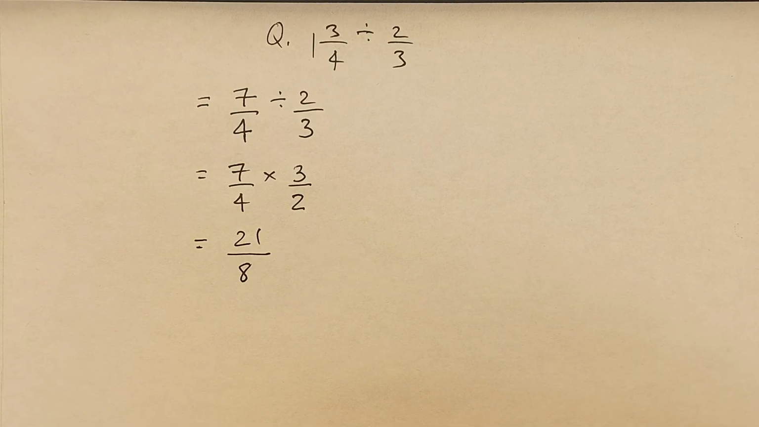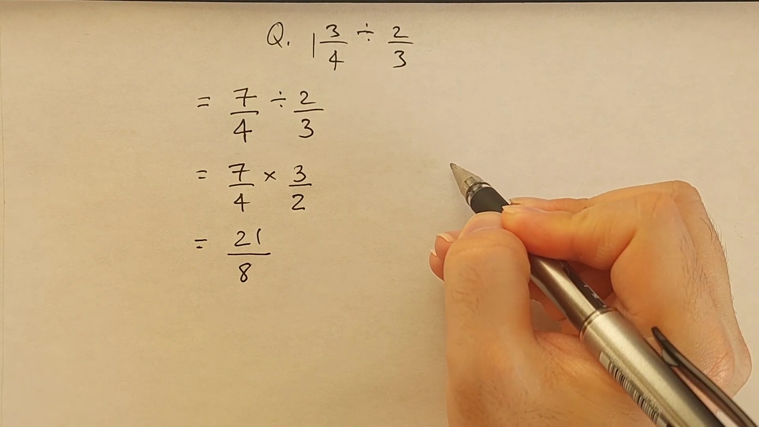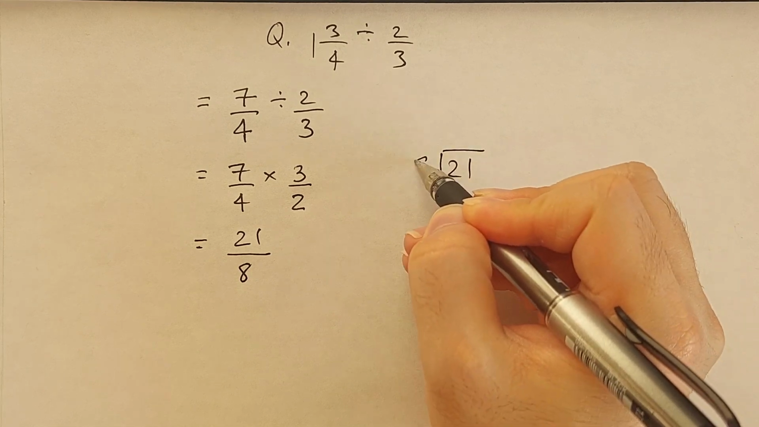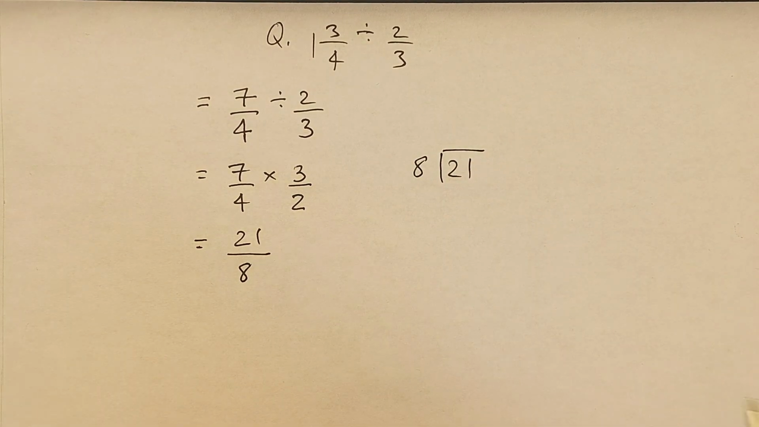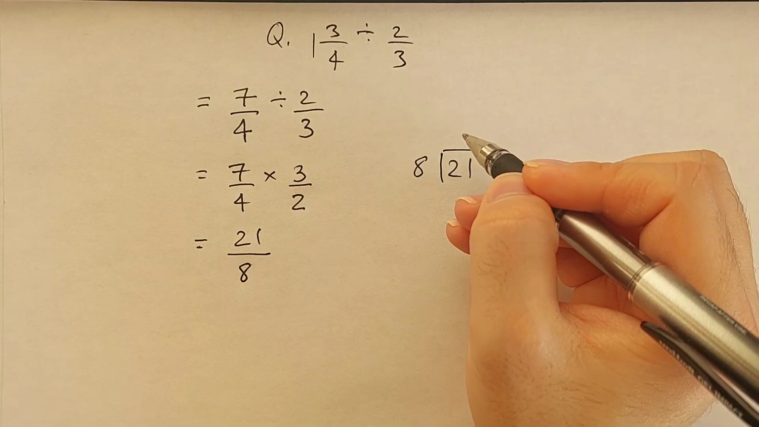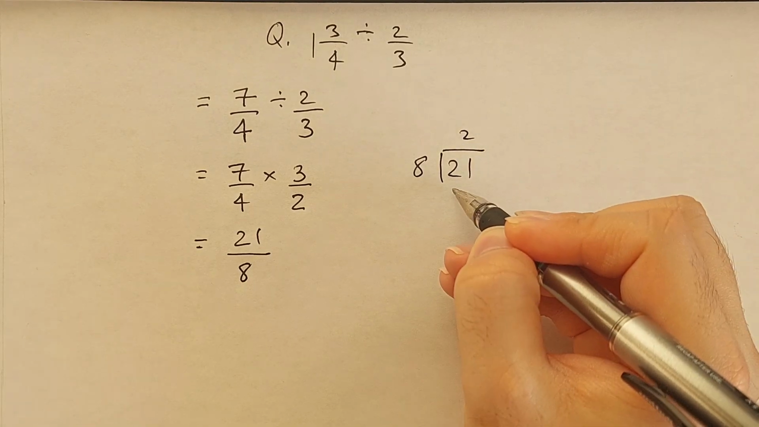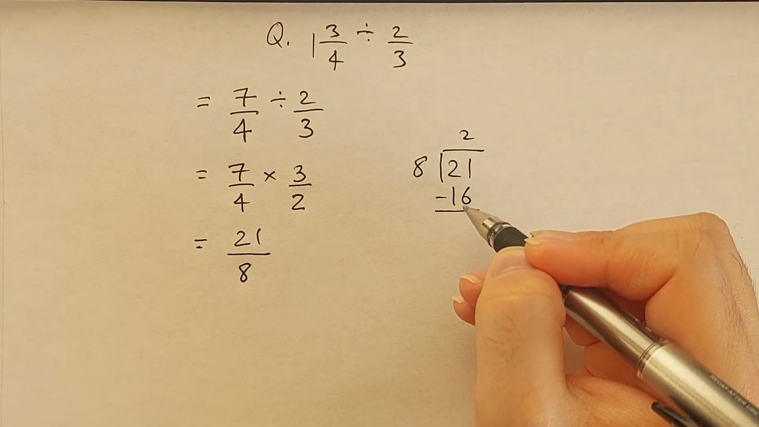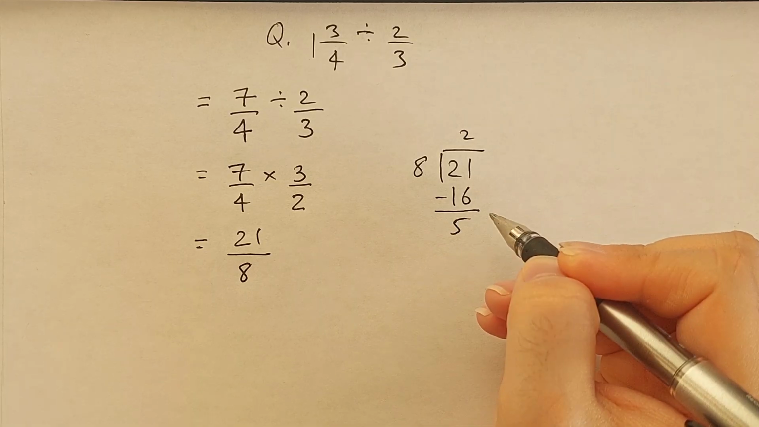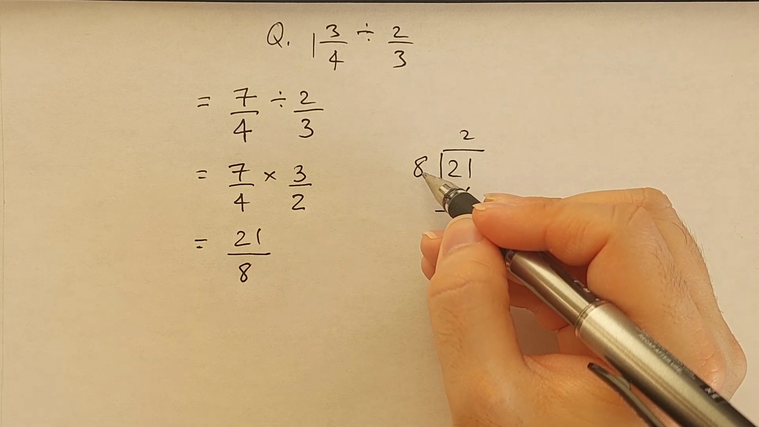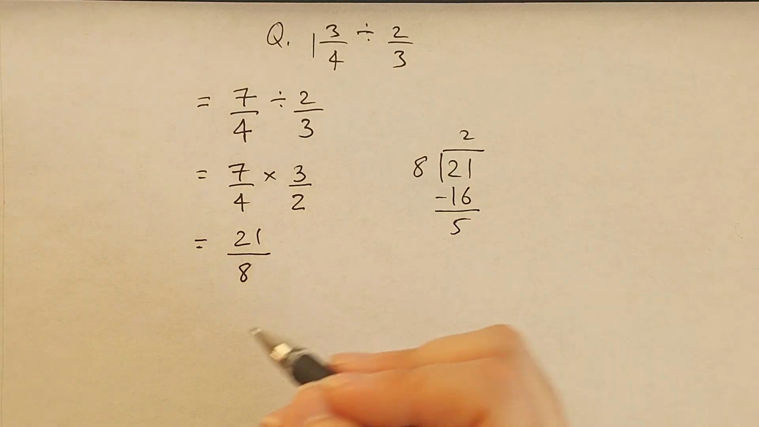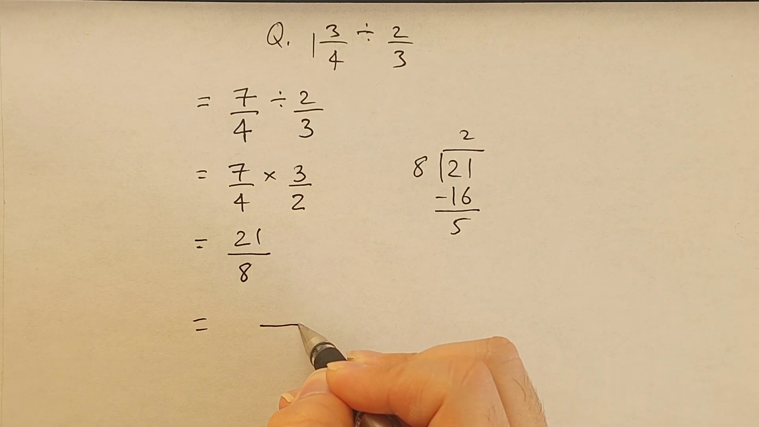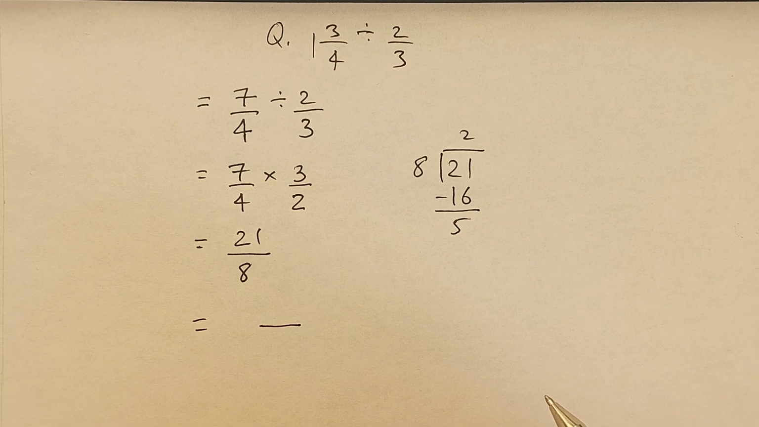This is again an improper fraction. We will now convert this into a mixed number. The closest we can get to 21 is if we multiply 8 by 2, which gives us 16. If we subtract, we get 5. And 5, our remainder, is less than the divisor 8. So we can now write this as a mixed number.